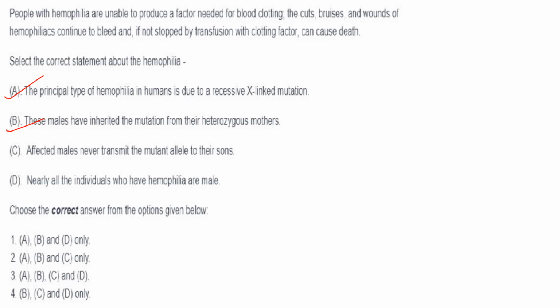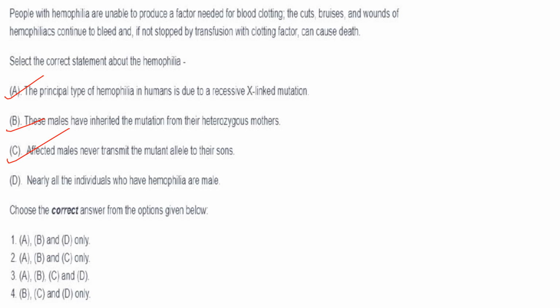Fathers have X and Y chromosomes, but they don't transfer the X chromosome to sons. Only the females give their X chromosome to the sons. Fathers supply the Y chromosome, not the X chromosome. Then, affected males never transmit the mutant allele to their son. That is also correct. I told you males are hemizygous, that is, they have X and Y chromosomes.